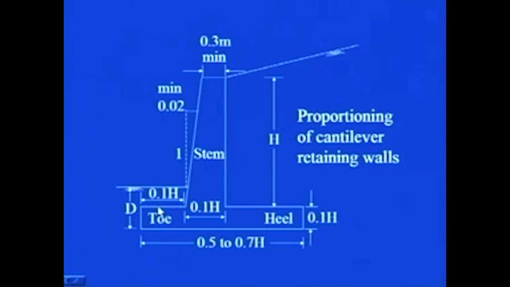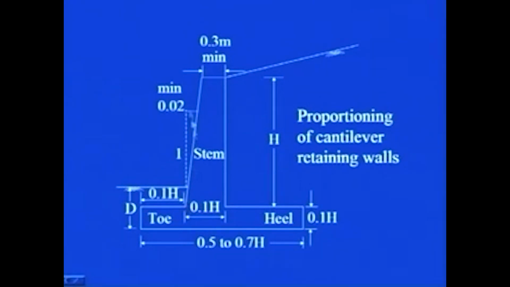Carry out the stability check. If it is stable, it is very good. If it is unstable in any of the three cases, you have to increase the base width or reproportion the whole wall altogether again before you carry out the stability checks again.